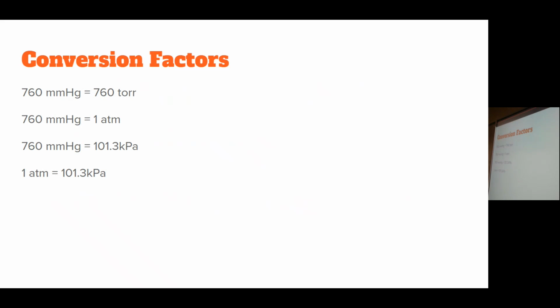So rather than looking at all of these as individual conversion factors, we can combine it into one so that we understand they're all equivalent to each other. And then from there, when you're asked to do a conversion, you can just pull out the ones that you want and set them equal to each other. So all of these conversions should be a one-step calculation.